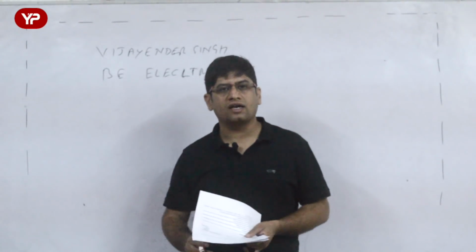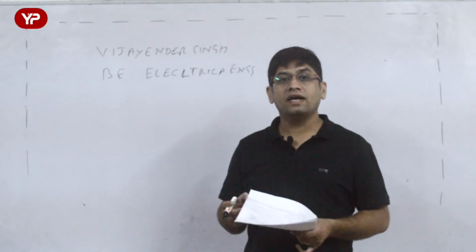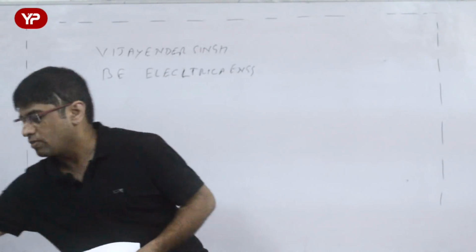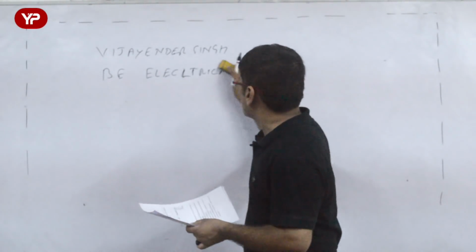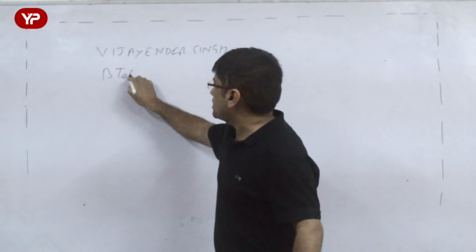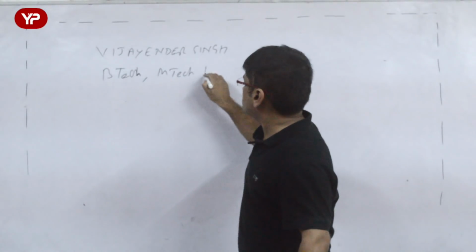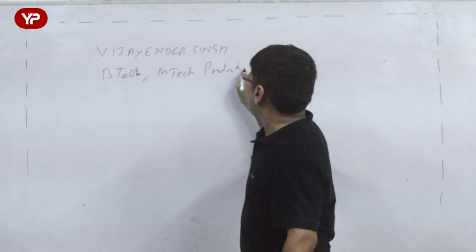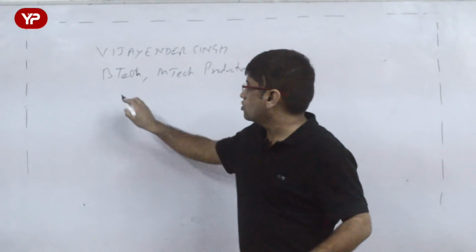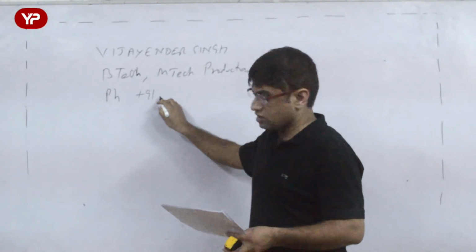If you're MTech, you can write MTech. If you're PhD, you can write PhD here. So whatever is your latest qualification, you can tell that. Or you can say BE, ME, mechanical, that also you can write. Suppose you have done BTech and after that MTech, you can write BTech and after that MTech, and whatever specialization you have done, you can write that also. After that you can write your phone number, PH, and +91, the international code.